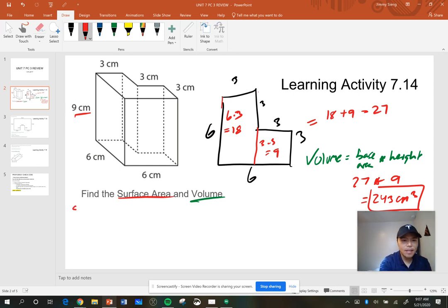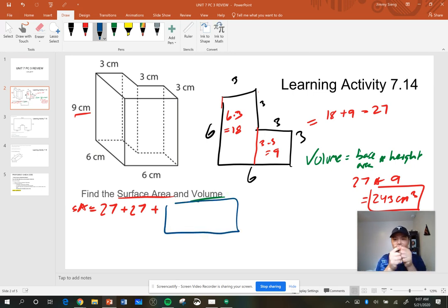Okay, surface area. So surface area is all the faces added together. So we're going to add those two base areas of 27 plus 27. But we also need to find the net of this, right? We got to find that net. If I was to lay it all out as a big rectangle, what's my net? Well, you should notice that my net will have a length of 9. But the width is going to be all of these numbers added together, right? So you get 6 plus 6 plus 3, 3, 3, and 3, right?